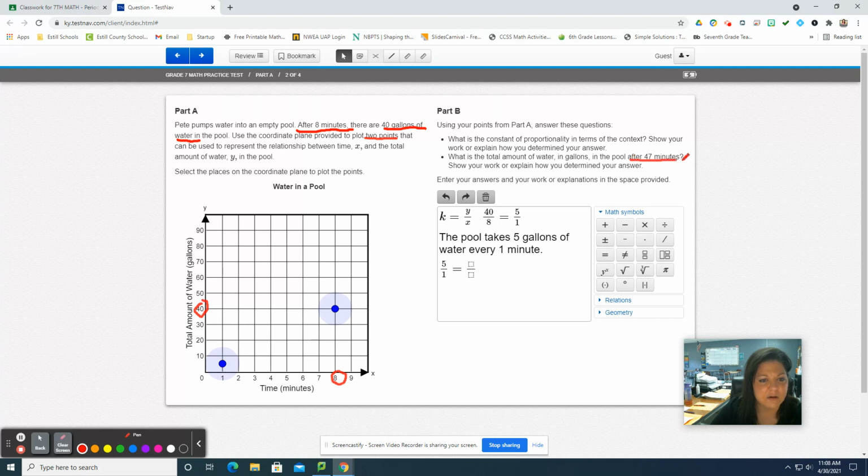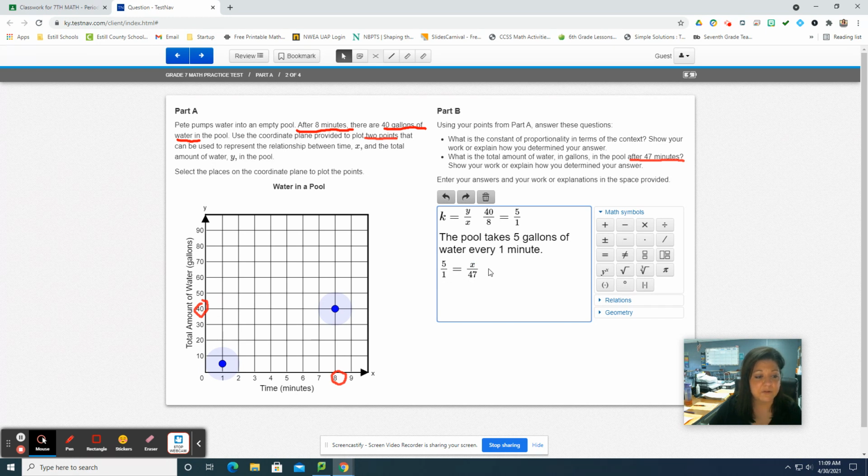Okay, and the question says, what is the total amount of water in gallons in the pool after 47 minutes? So I have to decide, where does my 47 go? Does it go up here with 5 gallons or does it go down with 1 minute? And so it actually is going to be, if this is 1 minute, then 47 minutes goes right beside it because we have to be consistent with our proportion. So that means that we have X here. So now this is just solving for proportions. So we can multiply 5 times 47 divided by 1, or we just know 1 times 47 is 47.